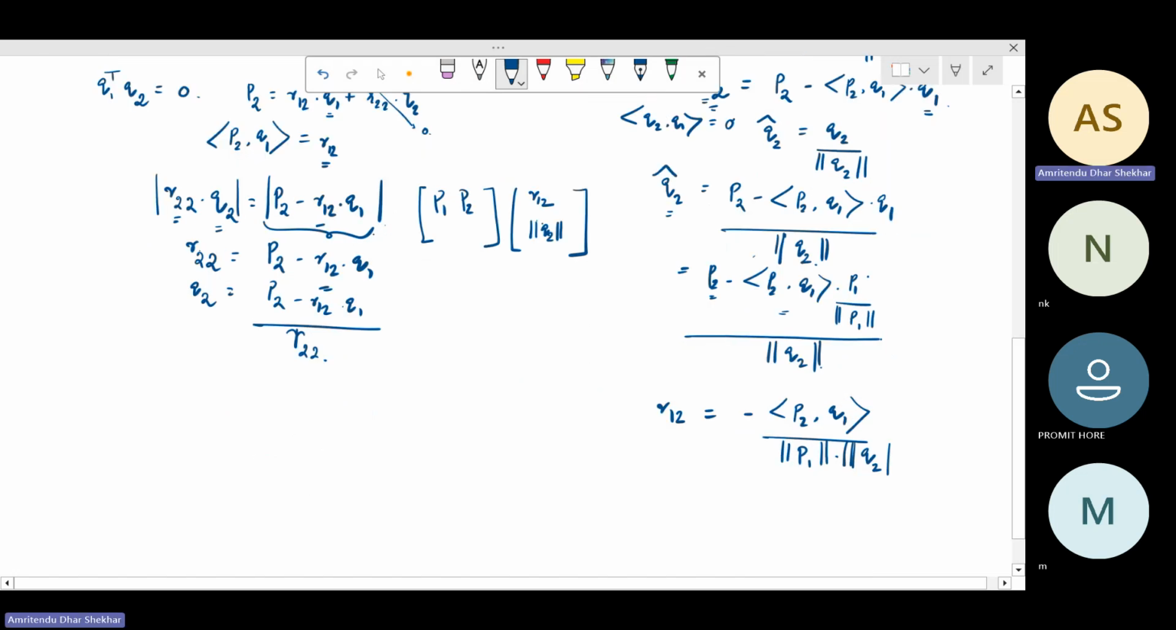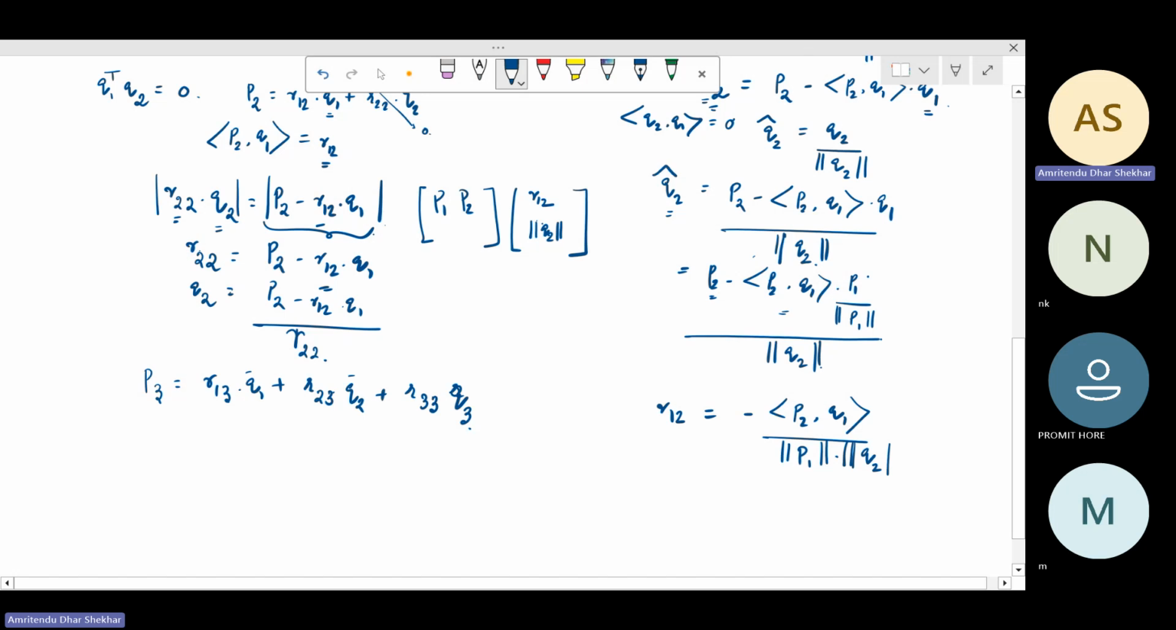And likewise, you can solve it. It should be clear now. Similarly, you can write P3 as equal to R13 Q1 plus R23 Q2 plus R33 Q3. And this time you first take an inner product with Q1, next an inner product with Q2.